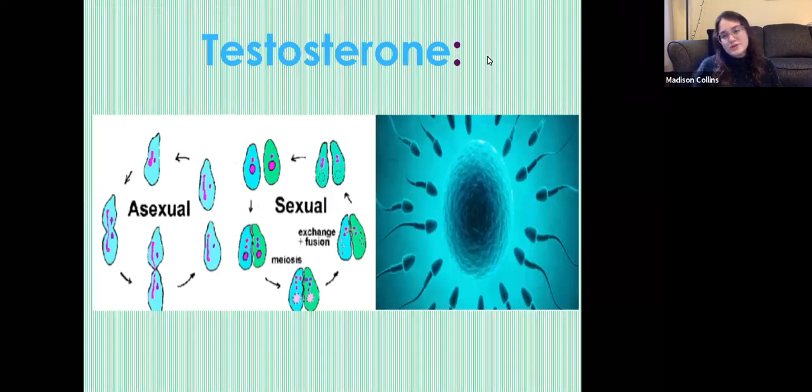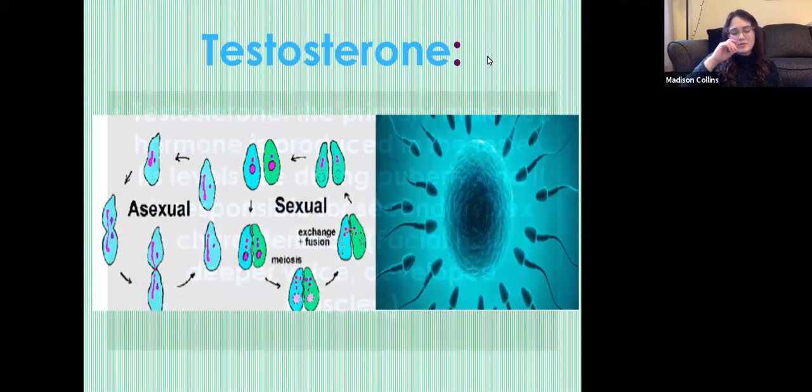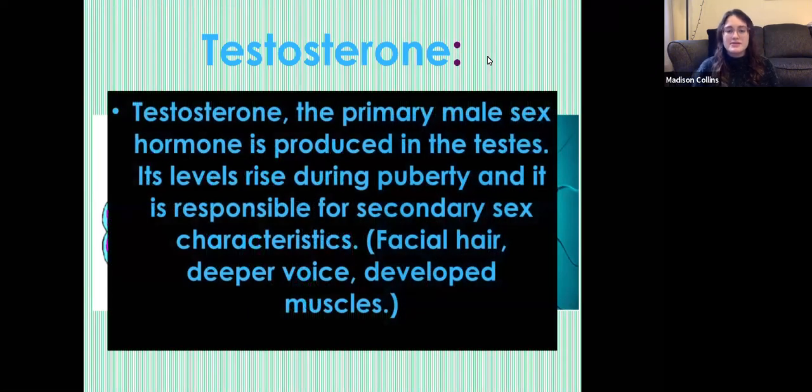Okay, now we've got 2 more things to go over today. First, we're gonna review testosterone, and then we're gonna look at the structure of sperm. So we've talked about testosterone before, but we need to make sure we know that this is the primary male sex hormone. It is also produced in the testes alongside the sperm. Its levels rise during puberty, and it is what's responsible for secondary sex characteristics. So things like facial hair, deeper voice, developed muscles, all those characteristics that arise during puberty in guys are due to the production of testosterone. Testosterone is responsible for those characteristics.